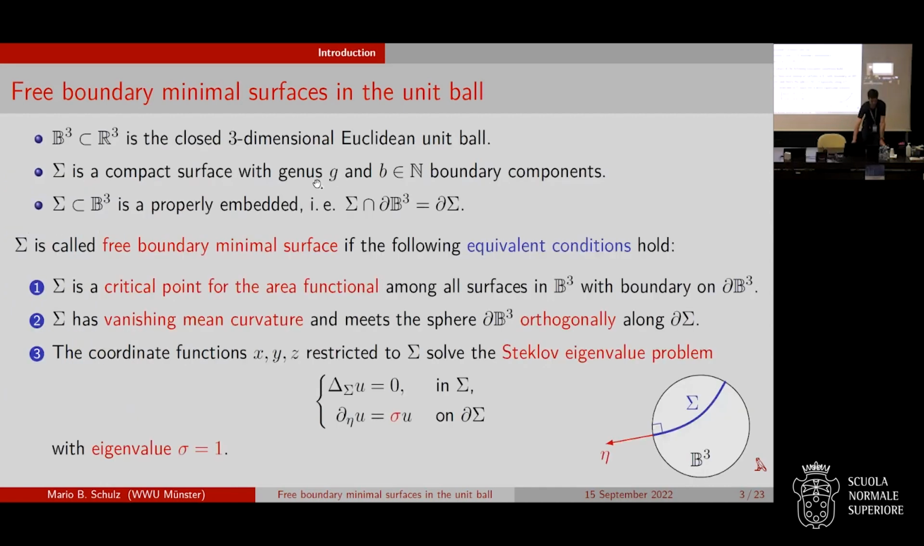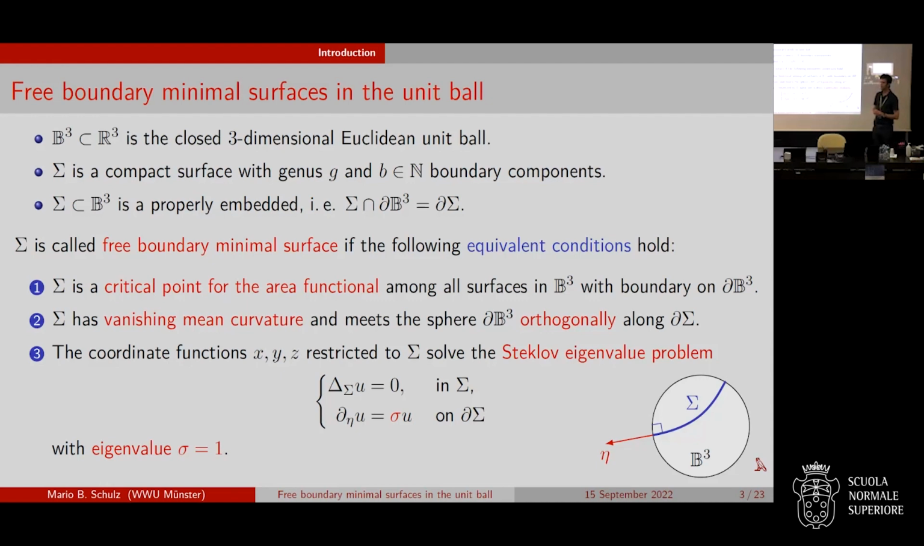So let me introduce the setting and the notation. So we will only look at the three-dimensional Euclidean unit ball in this talk. Yeah? This is a very concrete situation, and it seems to be very simple, but it's already a very interesting situation with many unknown questions. Yeah? So B3 is the closed three-dimensional Euclidean unit ball. And sigma will denote a compact surface, which in general has some genus G and some number of boundary components, which I denote by B.